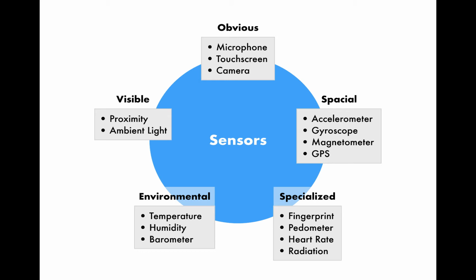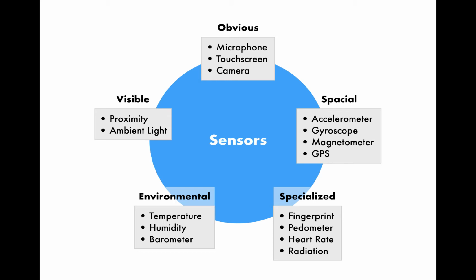At the top, you see microphone, touchscreen, and camera under obvious. Now, I'm calling these obvious because all smartphones have them, everyone knows what they are, and hardly anyone thinks of them as sensors. But they really are, and they're quite sophisticated sensors. To the left, you see 2 sensors that I'm putting into a visible category because you can actually see them on your phone, the proximity and ambient light sensors. They're typically at the top of your phone, and sometimes they're built into the same component.